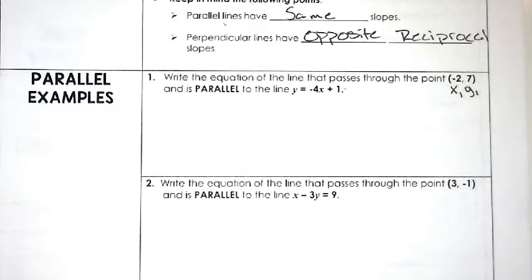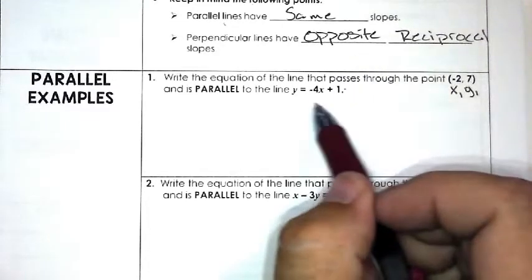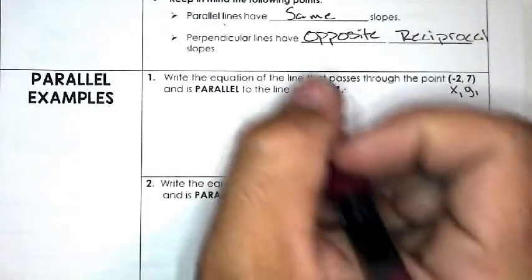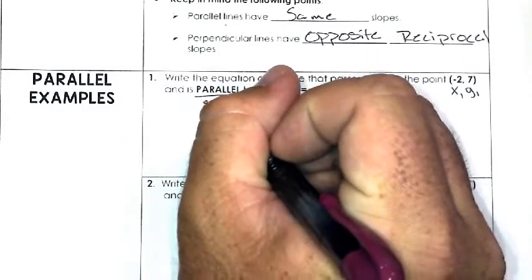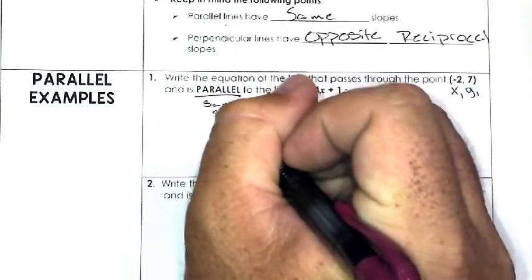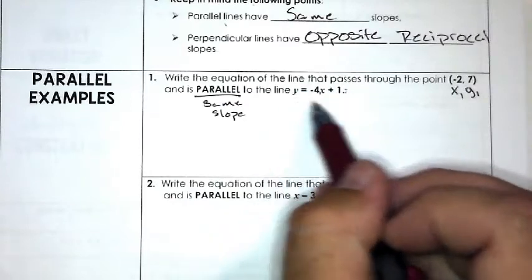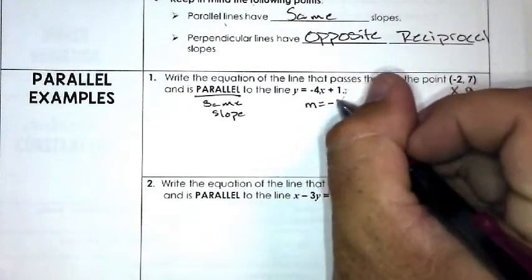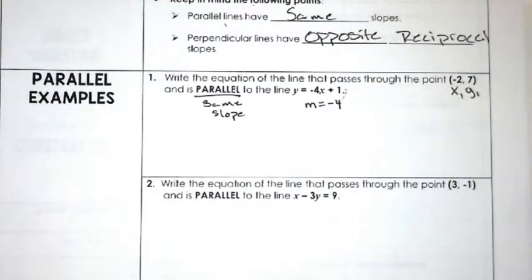Okay? Next thing it says, I'm creating an equation that is parallel to this equation. Parallel means what? The same slope. Okay? So what is the slope of this equation? -4, not the x, just the number itself. Okay? -4. Hey, question. What was the first thing y'all learned in this unit? It's a new form.